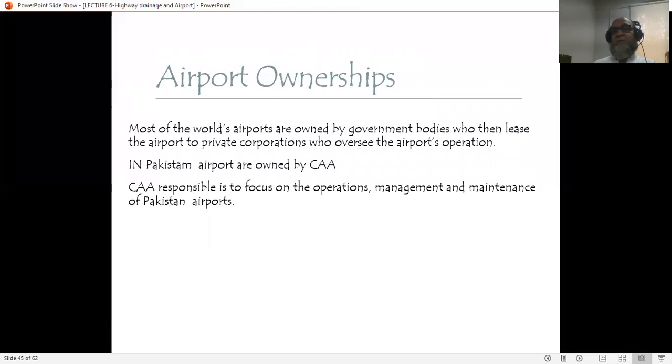Now, who owns an airport? Classically, it is the Civil Aviation Authority of any country. We call this the Civil Aviation Authority, and there are different names for this civil aviation. What does civil aviation do? Civil aviation follows the rules of ICAO, and also within its framework, it has responsibilities to take care of any matters related to airports within Pakistan.